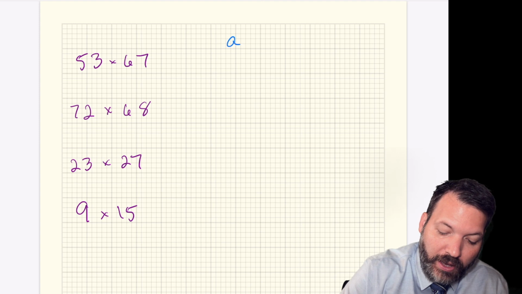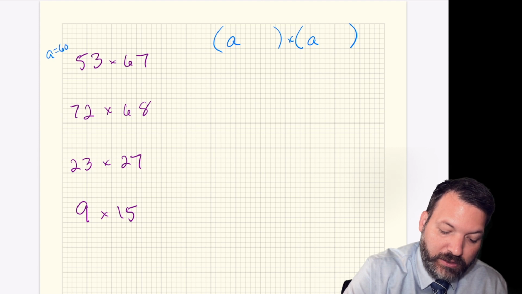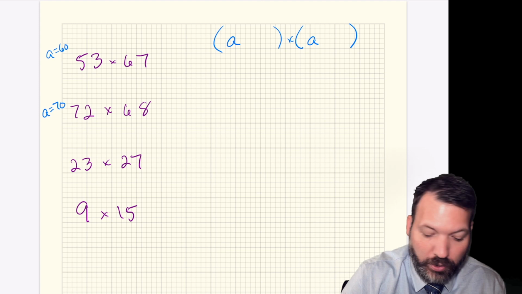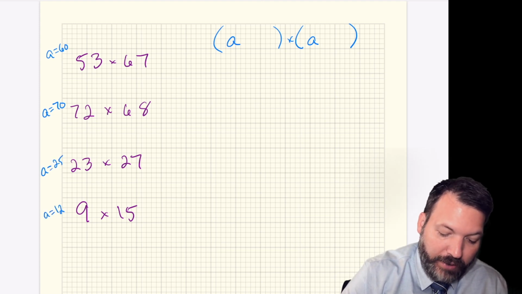And so I'm going to call that A. So we're going to start from some number A. Again, in this case, A would be 60. In this case, A would be 70. A is the number that's in between the two other numbers. Here we can see A would be 25. Here we can see A would be 12.